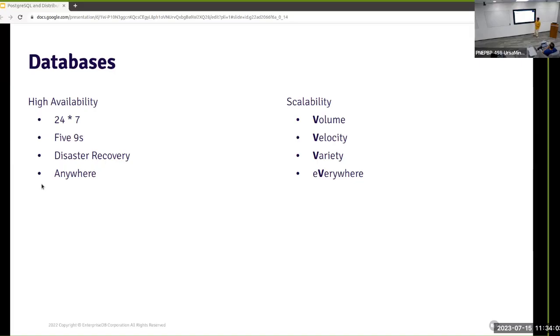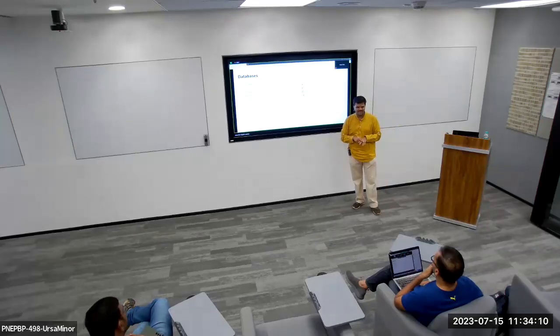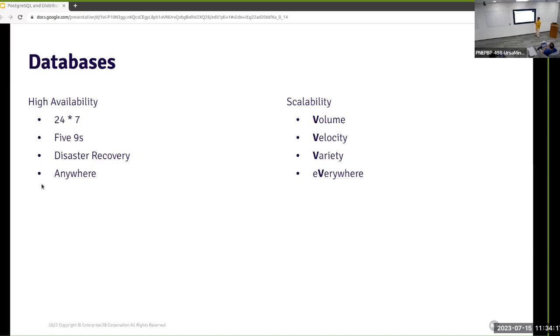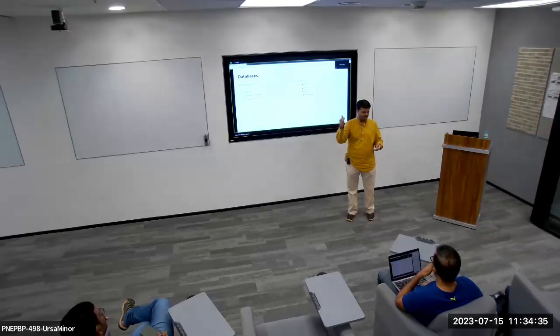Coming to scalability, at least in terms of databases, there are 3 V's that used to be considered as the parameters of scalability: volume, how much data you can process, how much data you can store; velocity, at what rate we want that data to be handled and processed; variety, this is again something that has evolved a lot over these years.